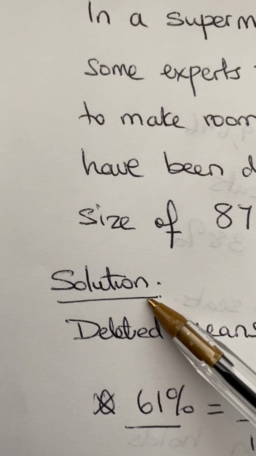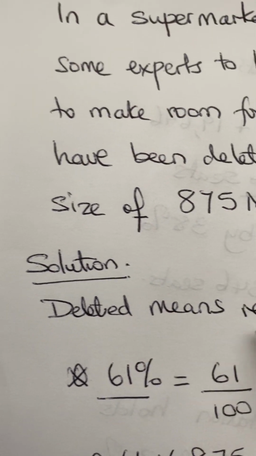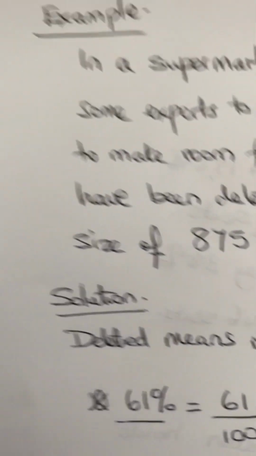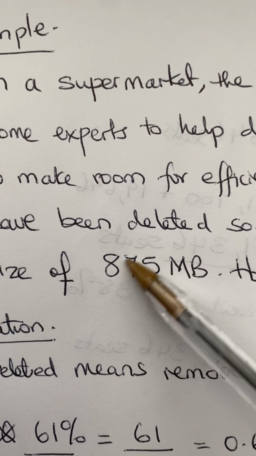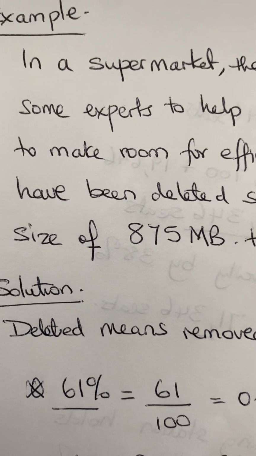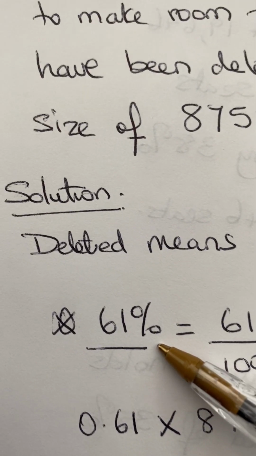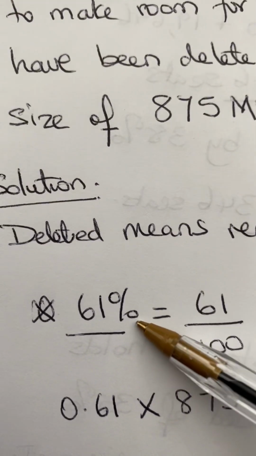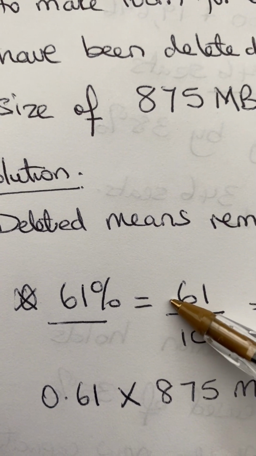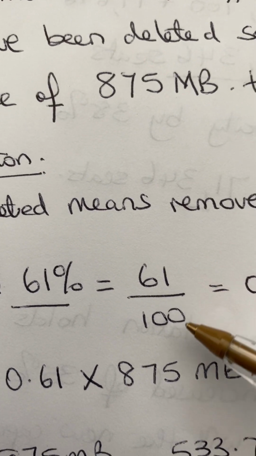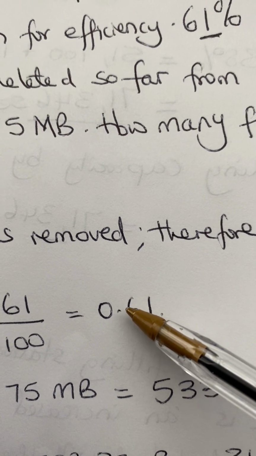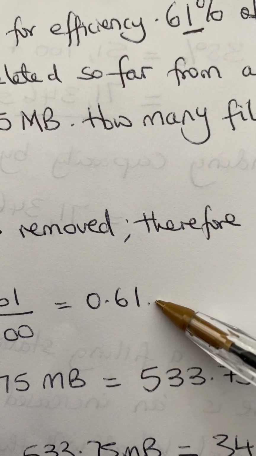So the solution here is, deleted means removed. So whatever we get, we need to subtract from 875 megabytes. I hope I'm clear. So now the same method that we've done in the previous two, 61% equals 61 divided by 100. In the decimal form is 0.61.